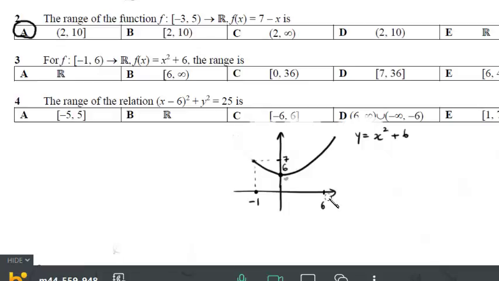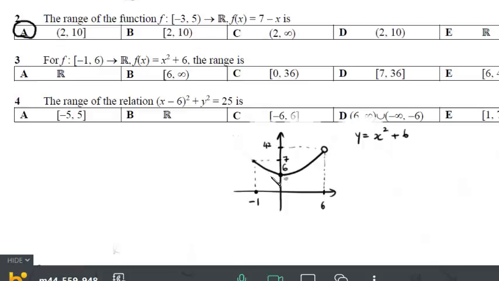Now when we plug in 6 into this equation, 6 squared is 36, 36 plus 6 is 42. So what you get is that point there, and that's 42. But it doesn't include 6, so we actually have to put a hollow circle there. So let's get rid of that and put in a hollow circle there. That's the graph at the moment.